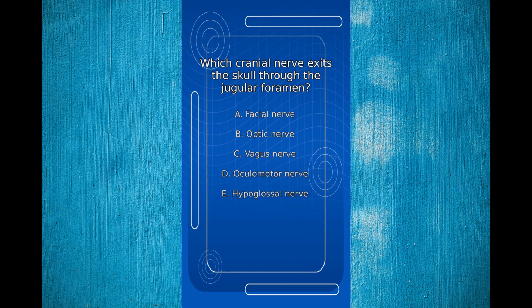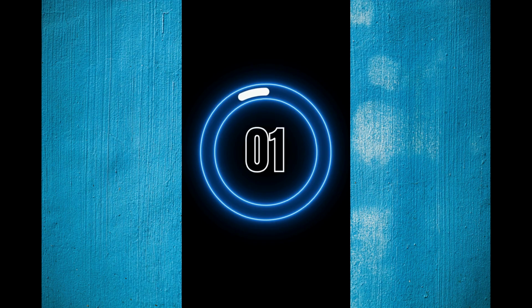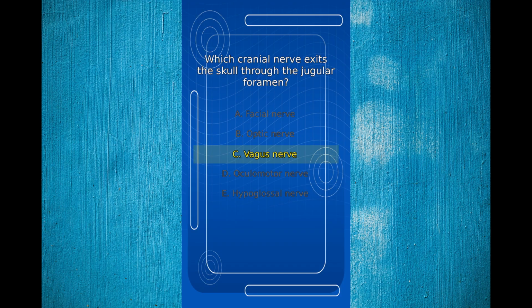Which cranial nerve exits the skull through the jugular foramen? The correct answer is C. Vagus nerve. The vagus nerve, CN X, exits the skull via the jugular foramen.